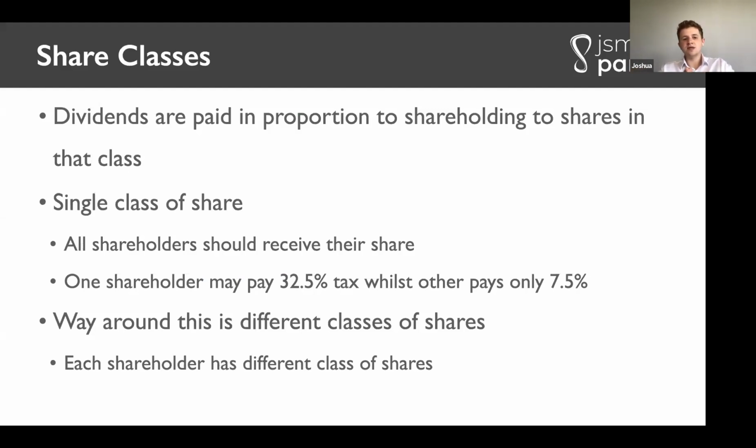what must happen is dividends must be paid in proportion to the shareholding that you actually own. So if we were to declare £50,000 of dividends, you would be taxed on 25%, being 50% of the total dividends that are paid, and your wife would be taxed on 25%.